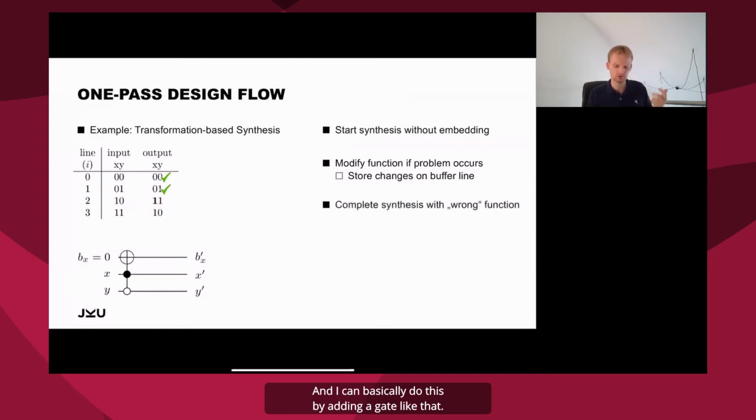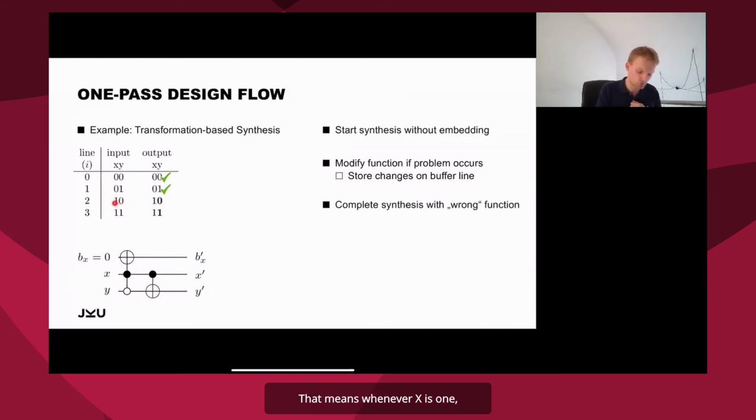And I can basically do this by adding a gate like that. That means whenever X is 1, then I'm going to flip the Y variable. That is basically what this Toffoli gate says. And this is exactly what I'm doing here right now. And with this, I can make sure that this input now matches this output by adding a gate like that. So I have completed this.